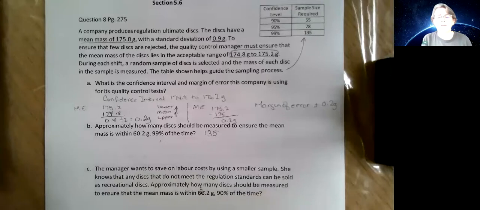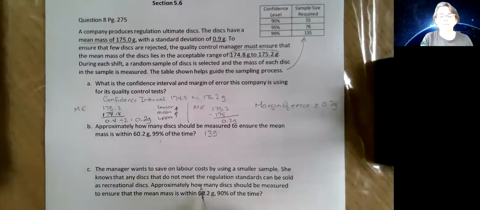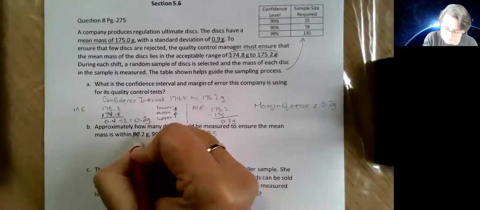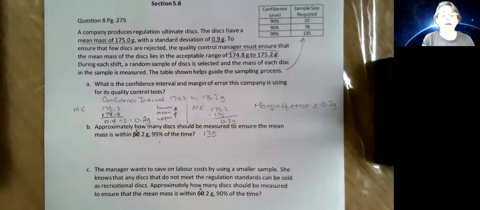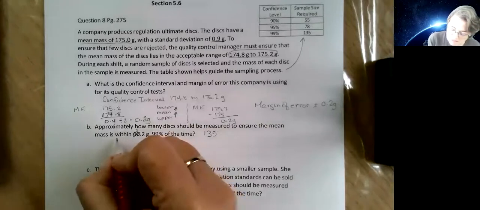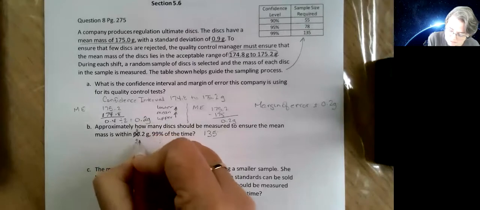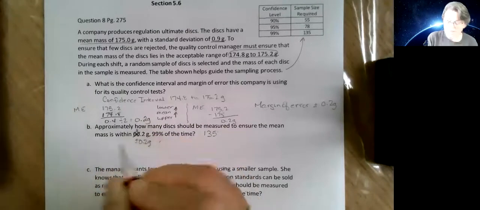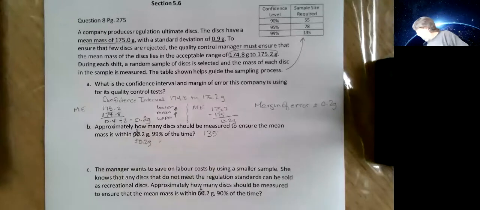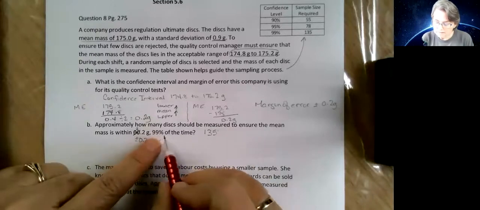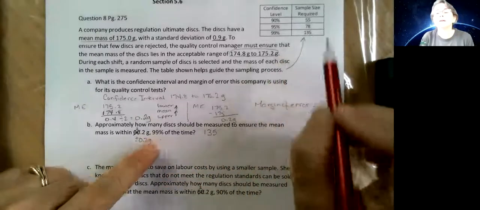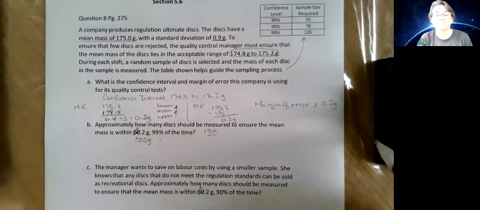I don't know how. I mean, I cut and pasted it. I have no idea how the plus or minus ended up as a 6. So the question is within plus or minus 0.2 grams 99% of the time. I had no idea where that 60 came from. Okay, so all we've got to do is, 99% of the time, we go up to our chart. You have to sample 135 discs.